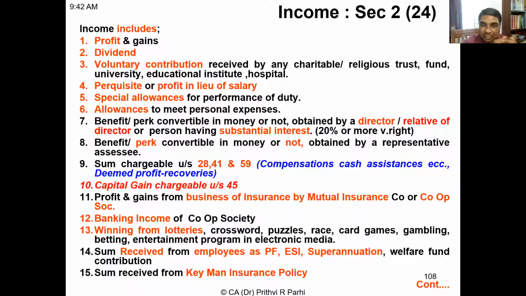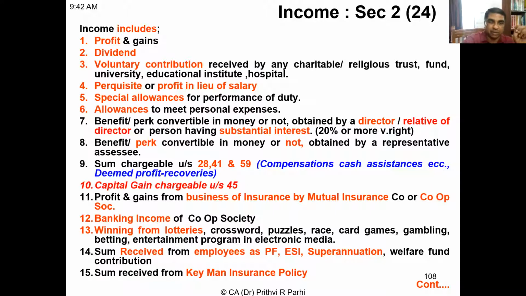The compensation may be received by the employee himself, or by the company, or by the employee's legal heir or the nominee. Depending upon the type of receipt, it will be taxable under different heads. Key man insurance policy: if the amount is received from that kind of insurance, it will be treated as income. Understood? These 15 points.